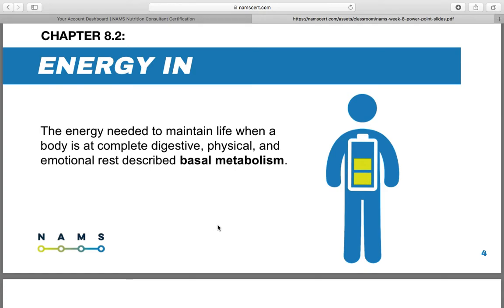The energy needed to maintain life when a body is at complete digestive, physical, and emotional rest, described as basal metabolism. So that's something that I need to find out with a lot of my clients, their basal metabolic rate, which is their rate at rest. And then I find out how many more calories they need on top of that based off of what they do for activity and how much they train, how much cardio they do, and what their eating habits are like.